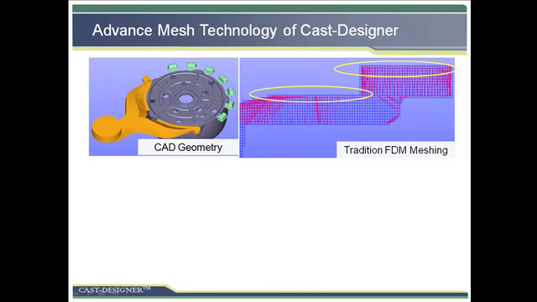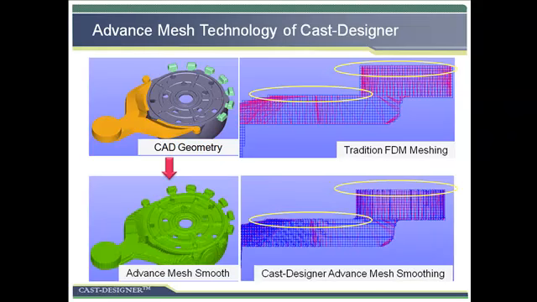Cast-Designer has many unique and advanced features for the meshing process, such as the coarse mesh technology, layer mesh, and advanced mesh smoothing technology. This is extremely good for accurate filling pattern and pouring time. Advanced mesh smoothing is a unique feature of Cast-Designer to achieve accurate geometry while also keeping good element quality. Since almost all meshing operations are done by the software system, the meshing time could be reduced to a few minutes, and the manual operation could be saved to a minimum.